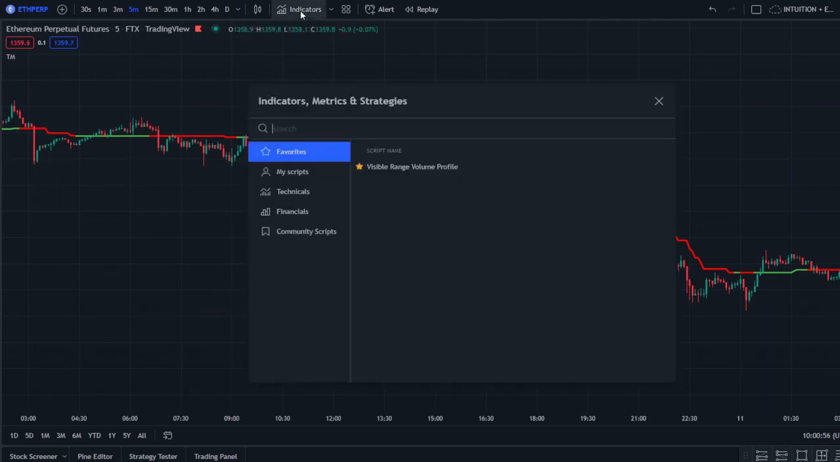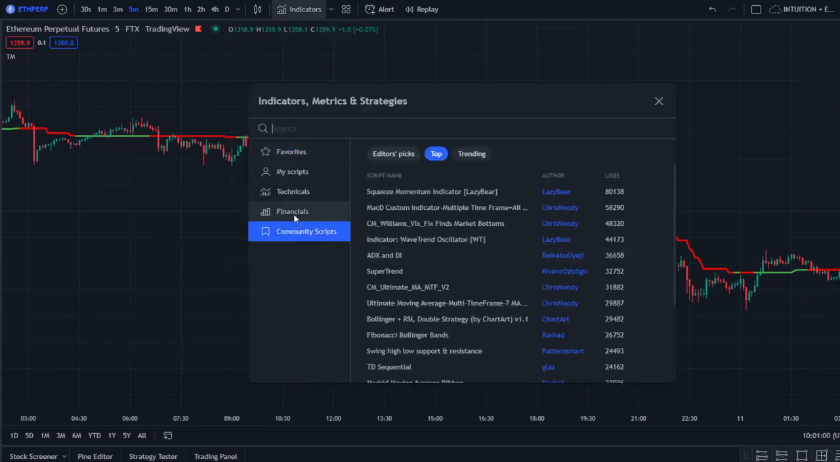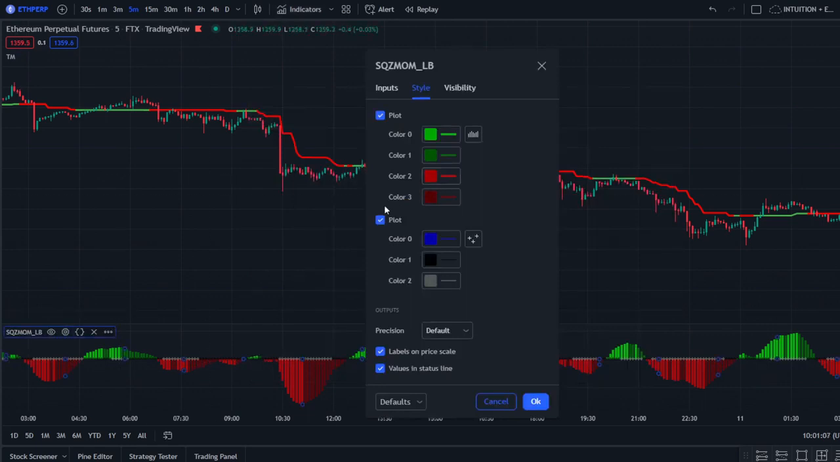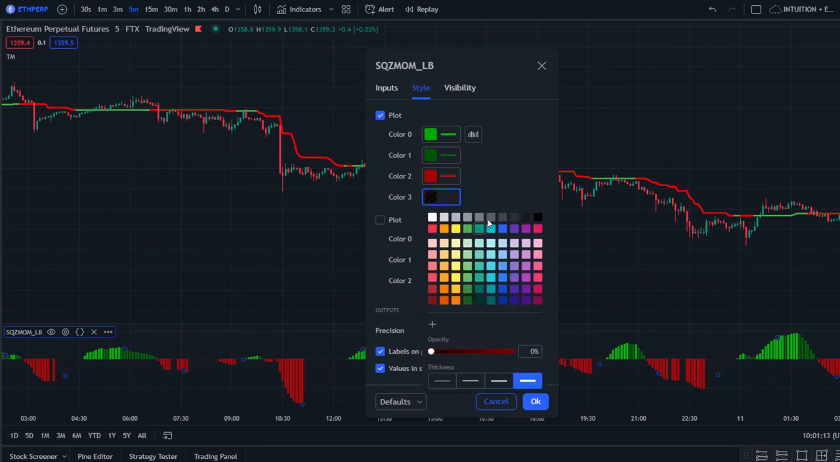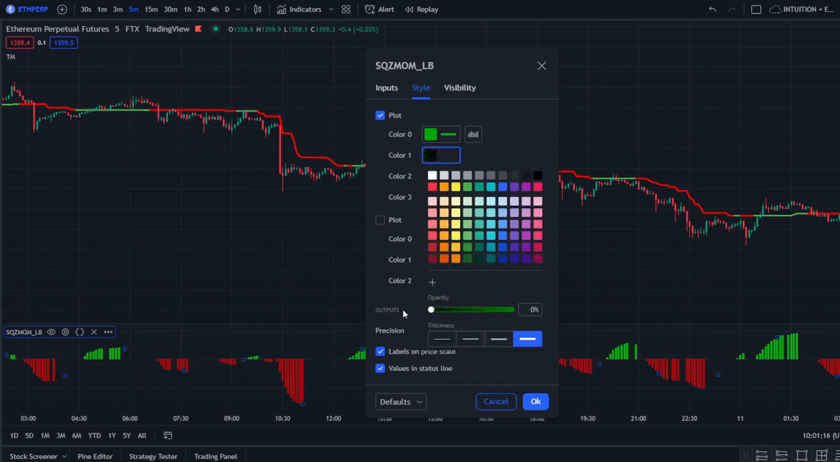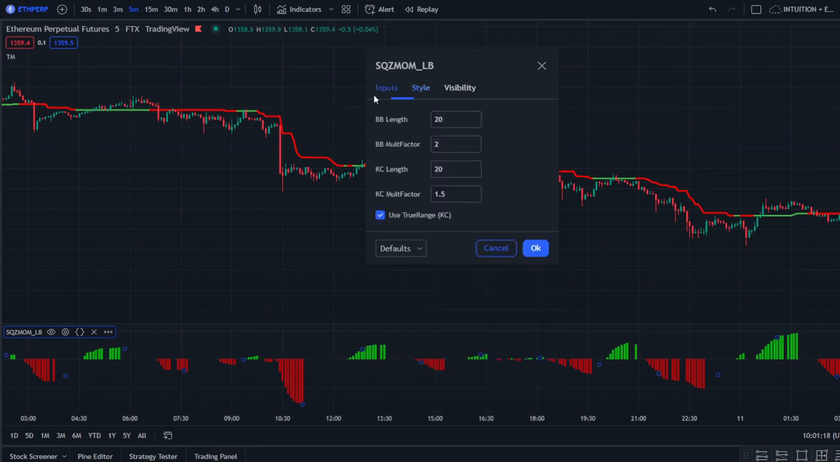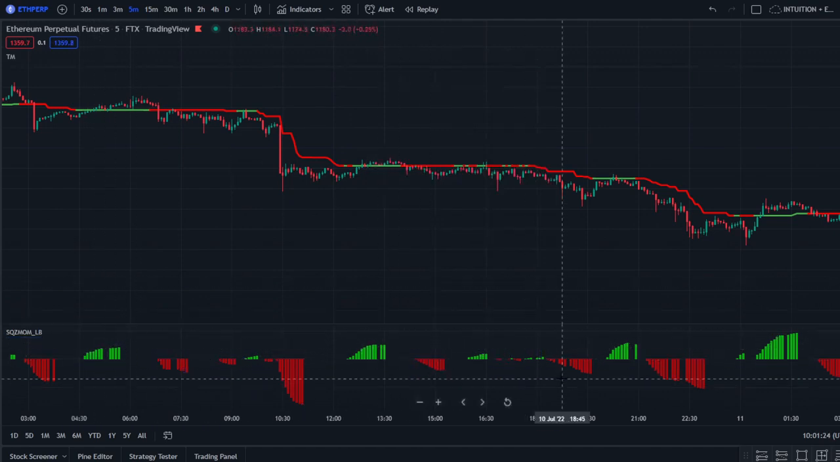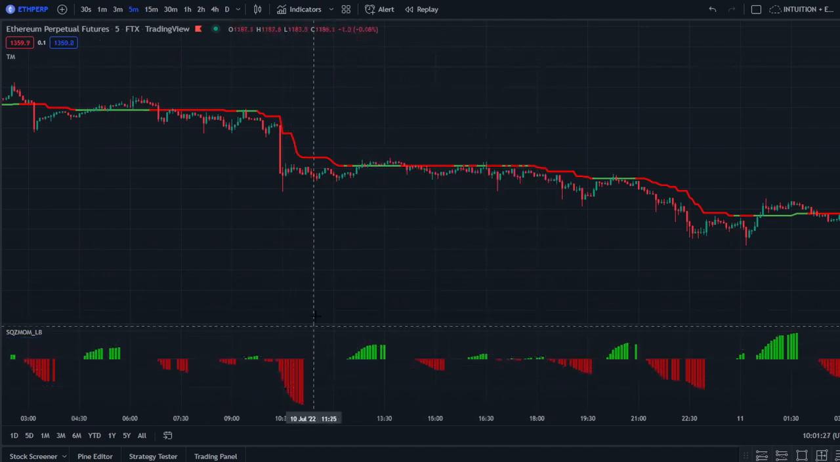Next up, what you'll be needing is the squeeze momentum. Go to the community scripts right here and click on the first one, squeeze momentum. For this indicator, you're going to filter out the plot, so remove the plot right there. Remove this one by changing the opacity. Remove this as well by changing the opacity. For the rest of the factors, you don't need to change anything. As you can see, the squeeze momentum will give you your red and green signals to go short or long.